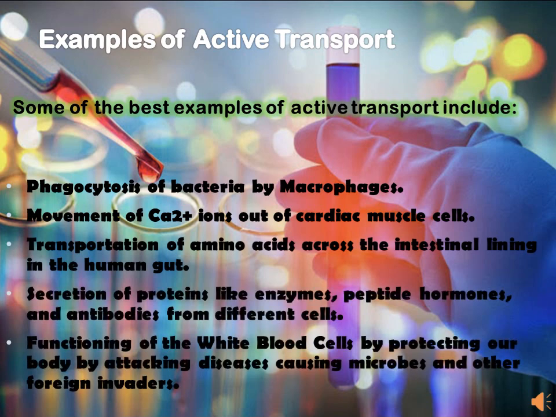And finally, let's have some examples of active transport. Some of the best examples of active transport are phagocytosis of bacteria by macrophages, movement of calcium ions out of cardiac muscle cells, transportation of amino acids across the intestinal lining in the human gut, secretion of proteins like enzymes, peptide hormones, and antibodies from different cells, and the functioning of white blood cells by protecting our body by attacking disease-causing microbes and other foreign invaders.